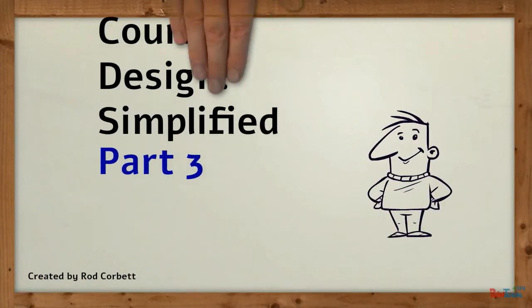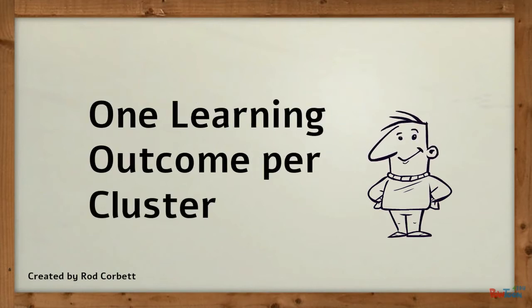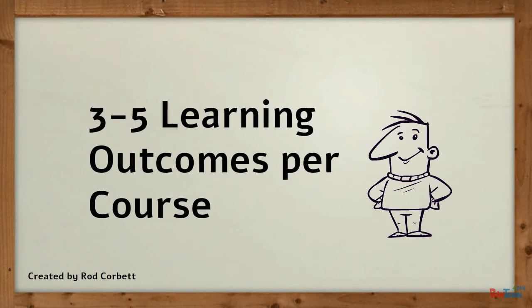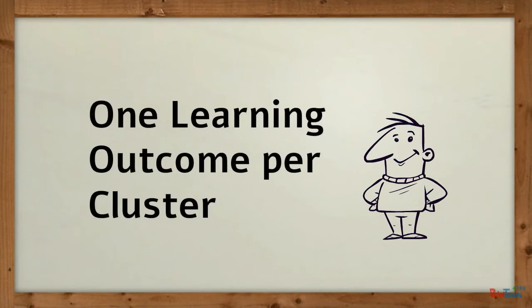Now that you have sequenced and clustered the principles of a course, the next step is to write one learning outcome statement for each cluster. This should yield 3 to 5 outcome statements for your course. It is best to have only one learning outcome statement for each cluster.